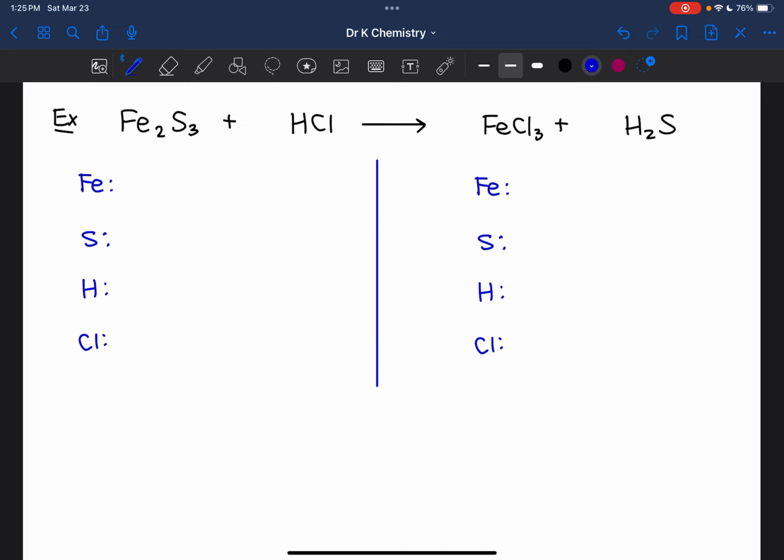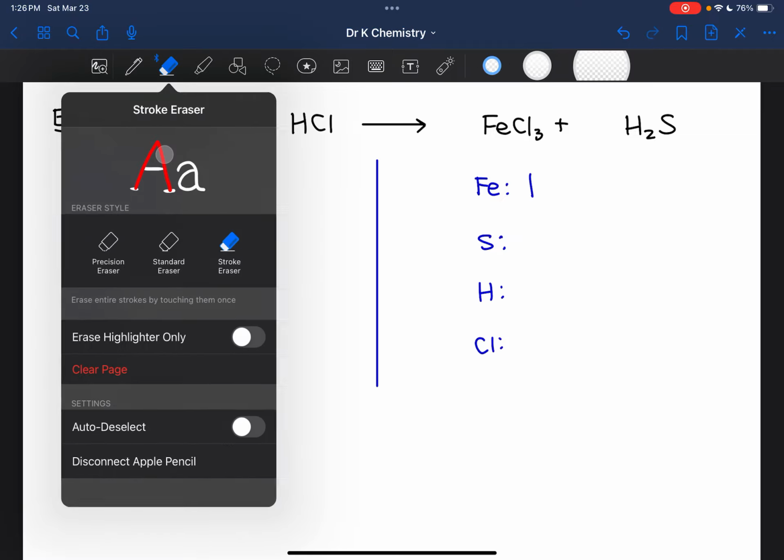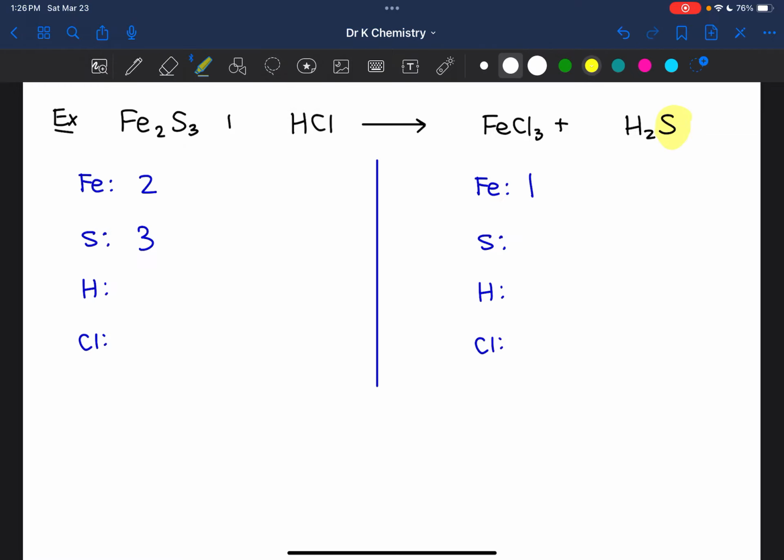Okay, so on the left right now, we have 2 iron atoms, and on the right, we have 1. So right off the bat, we can tell that this reaction is not balanced. We're going to have to fix that. On the left, we have 3 sulfurs, and on the right, we have 1 sulfur. So that is also not balanced. We'll have to fix that as well.